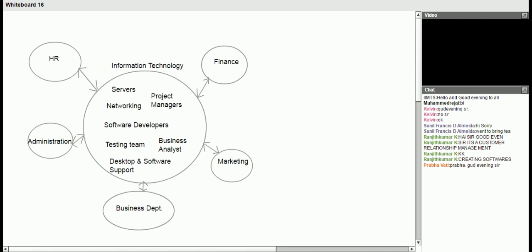So is this diagram clear to everybody? You have an IT department. IT department is in sync with every department. That means this particular diagram shows that what is the importance of IT. Without IT, without having information technology set up in your corporate office or in your business, it's very difficult to manage data.